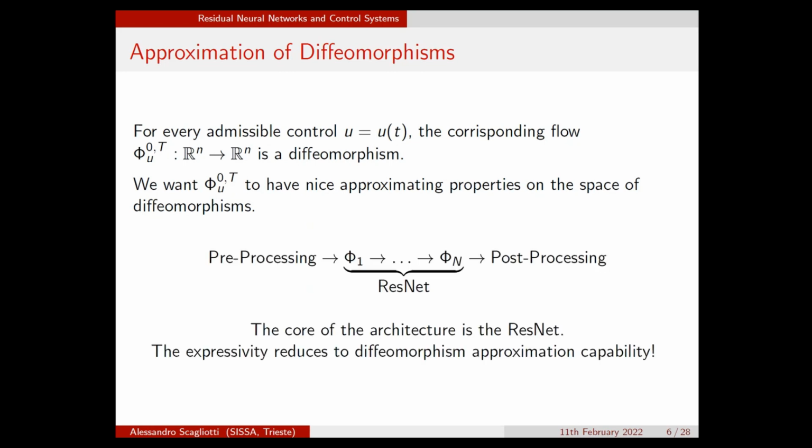So if it is the case, therefore, the residual neural network will inherit this expressivity, because, as we have seen, the residual neural network is an explicit Euler discretization of the dynamical system. So this is the reason why it is so important to study the diffeomorphism approximation capability of the dynamical system underlying the residual neural network.